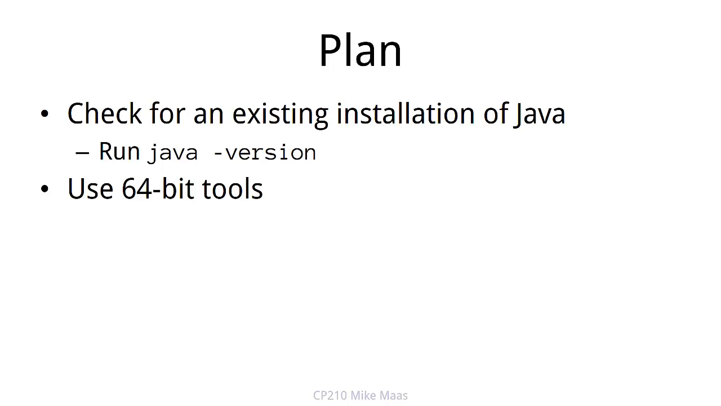So the first thing that we want to do is check to see if we have the right version of Java. And we can simply do that by running terminal and then running the command java -version. And for any tools, in this case the IDE that we're going to download for Mac, we're going to want to grab the 64-bit version.